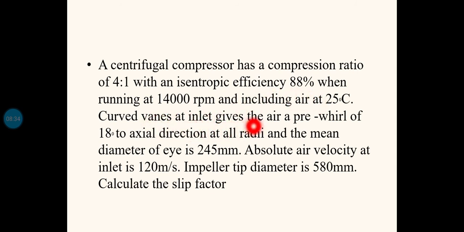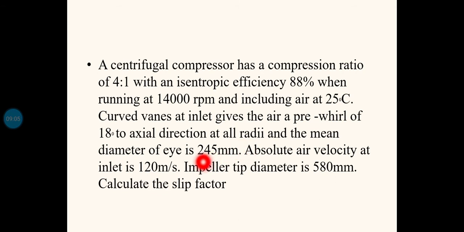A curved vane inlet gives the air a pre-whirl of 18 degrees. This term is very important. Pre-whirl of 18 degrees to the axial direction, and this also is important: pre-whirl of 18 degrees to the axial direction at all radii, and the mean diameter of the eye is 245 mm. This is very important. Pre-whirl of 18 degrees, with the axial direction. Okay, I will explain that term while drawing the velocity triangle. With the velocity triangle I can explain it better, so in the next slide I will explain.